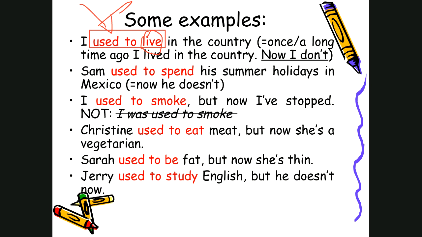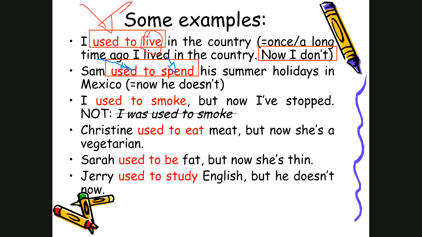I used to live in the country once, a long time ago. I live in the country, but now I don't live in the country. So it means a past activity. Sam used to spend his summer holidays in Mexico, but now he doesn't anymore. Notice again, used in past and spend in infinitive.